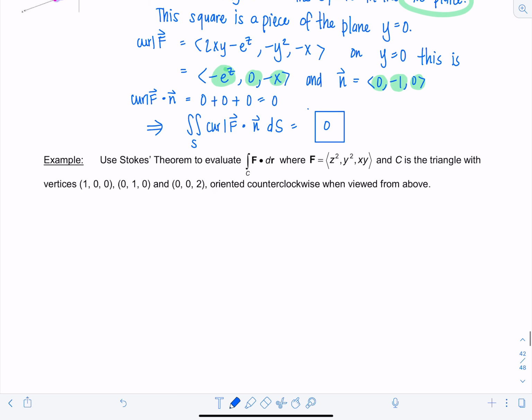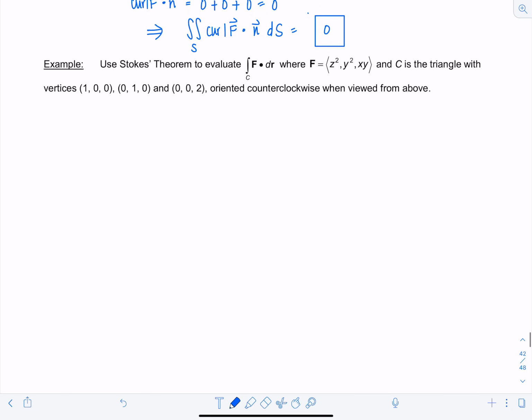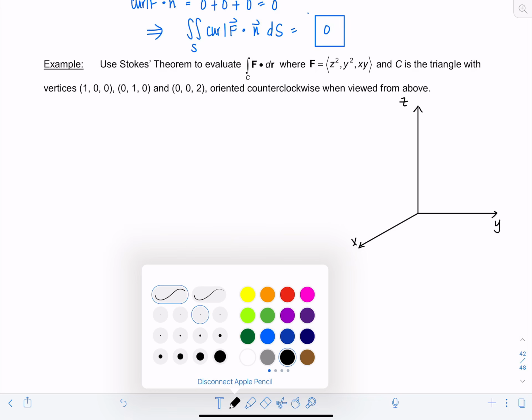Use Stokes Theorem to evaluate the work as a line integral, where f equals z squared, y squared, xy, and c is the triangle with vertices 1, 0, 0, 0, 1, 0, and 0, 0, 2, oriented counterclockwise when viewed from above. Okay, so here's the thing. They're telling us to use Stokes Theorem, meaning do not compute the line integral directly. No, we have Stokes Theorem, which tells us that instead we can use a surface integral.